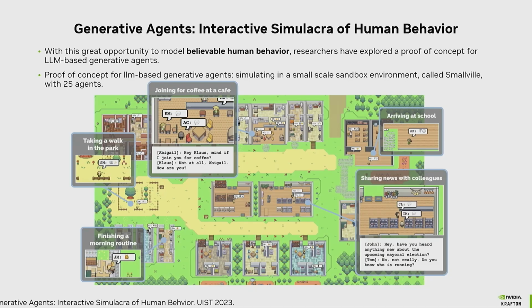Okay, so with this great opportunity such as large language models to model believable human behavior, researchers have explored a proof of concept for large language model-based generative agents. And I want to introduce a research paper, Generative Agents: Interactive Simulacra of Human Behavior, conducted by researchers at Stanford University. This study demonstrates large language model-based generative agents by simulating 25 agents in a small-scale sandbox environment called Smallville.